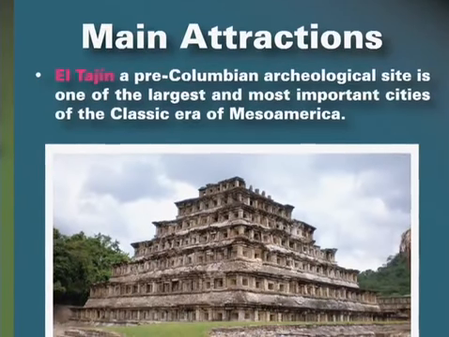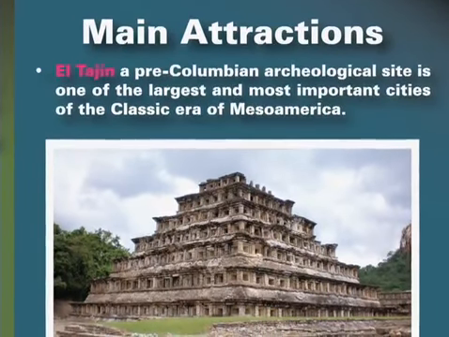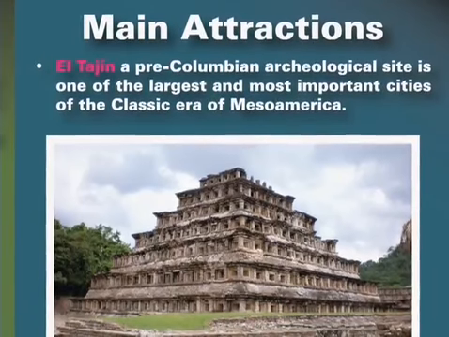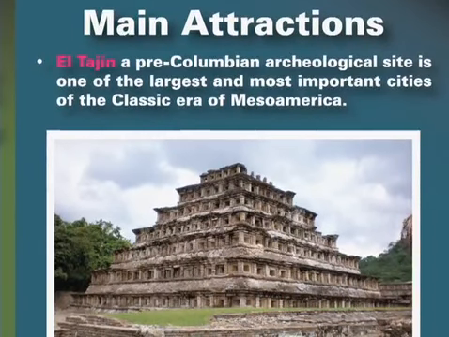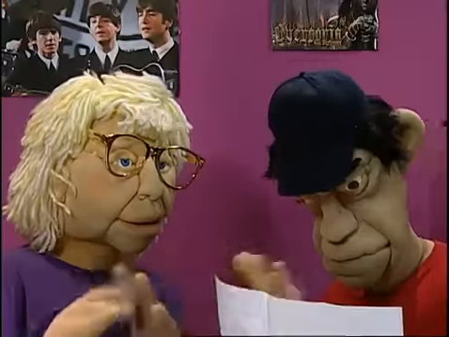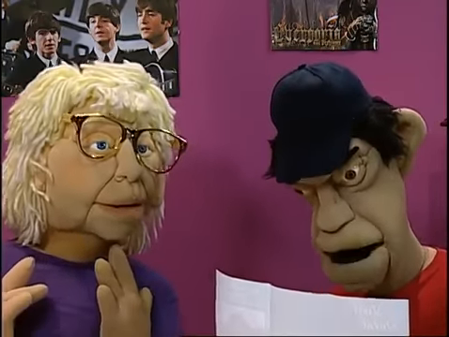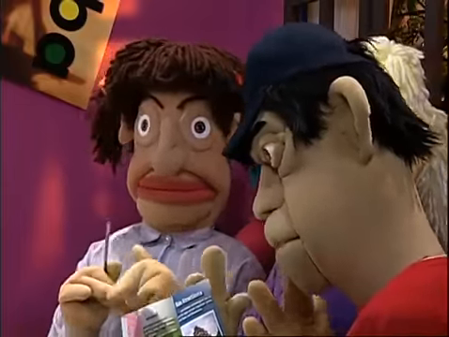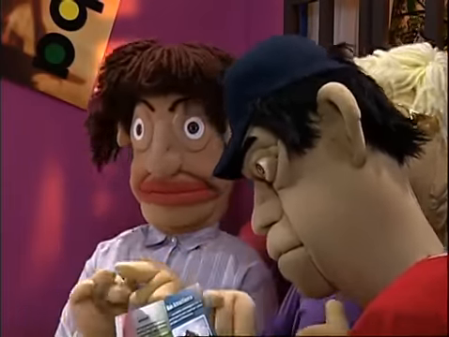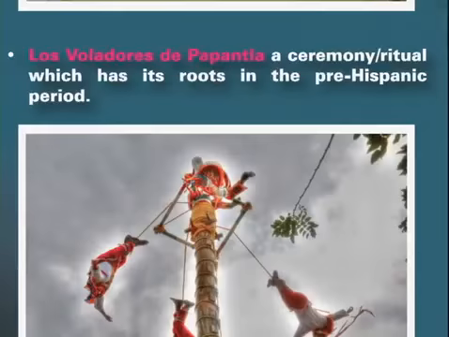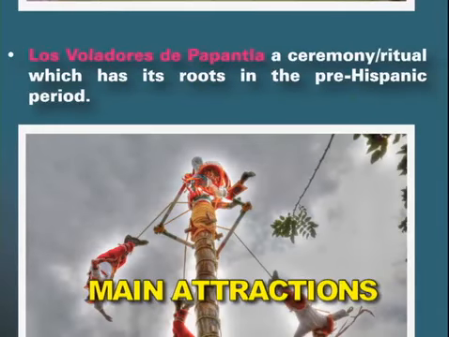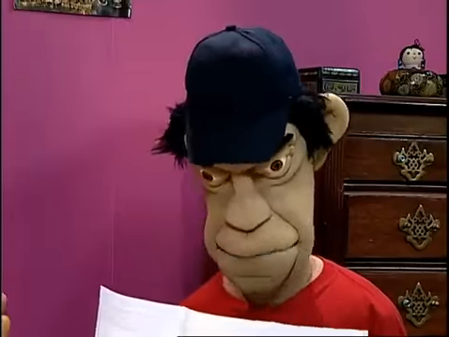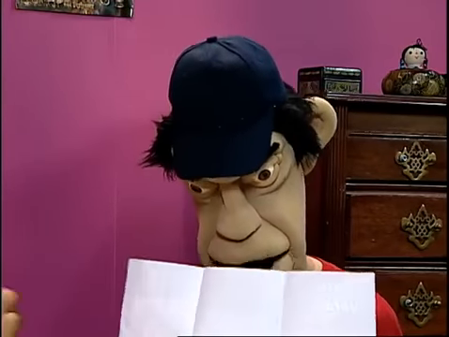El Tajín is a pre-Columbian archaeological site, and it's one of the largest and most important cities from the classic era of Mesoamerica. Visit Boca del Río, a small fishing village at the mouth of the Jampa River. Playa Tuxpan is an excellent beach where you can play in the waves or even surf. Los Voladores de Papantla, a ceremony and ritual which has its roots in the pre-Hispanic period. Rafting in the Filobobos River, one of the fastest rivers in Mexico.